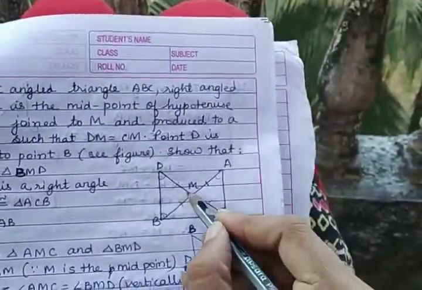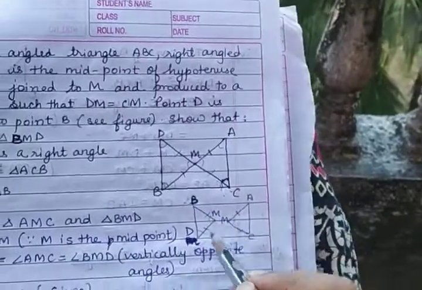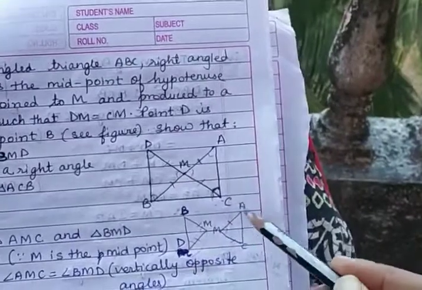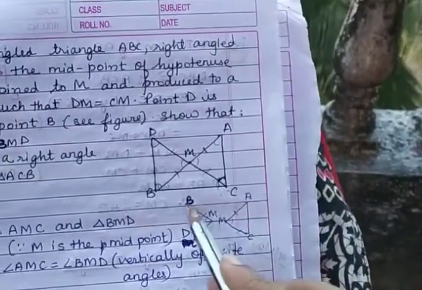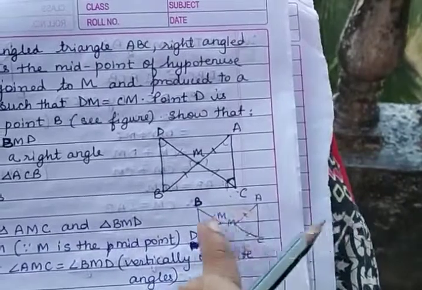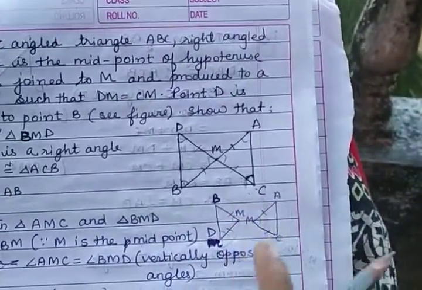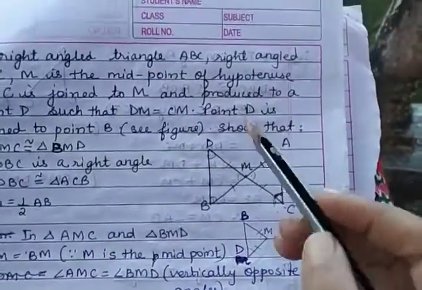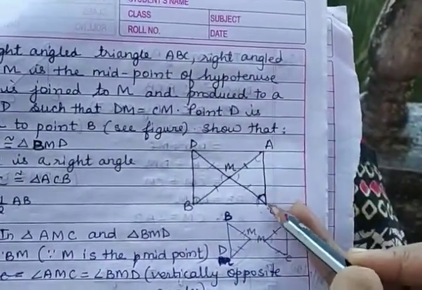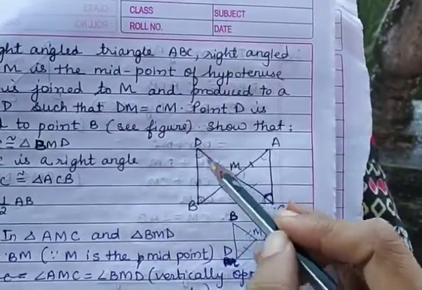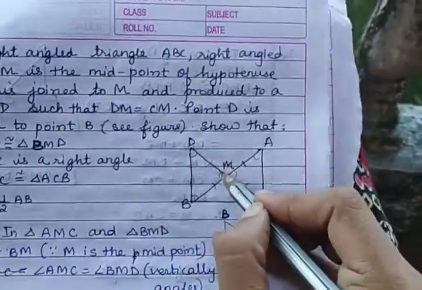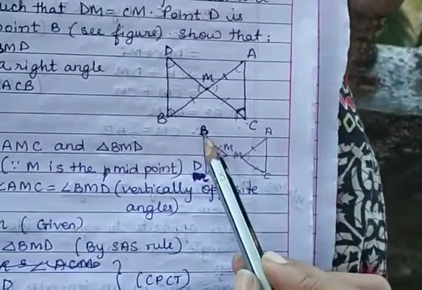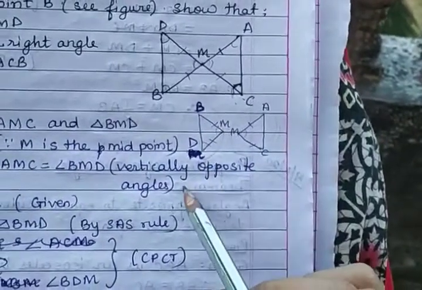Next, this angle will be equal to this angle, right? Why? Because you can see in the figure it is a vertically opposite angle. Now just one clarification on why I am drawing the figures here, so that you know which are the corresponding parts, so that there is no confusion when you are taking the vertices and sides. So now here, angle AMC is equal to angle BMD. What is the reason for this? Because they are vertically opposite angles.